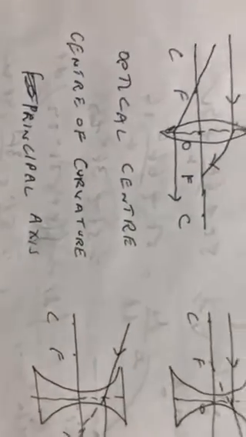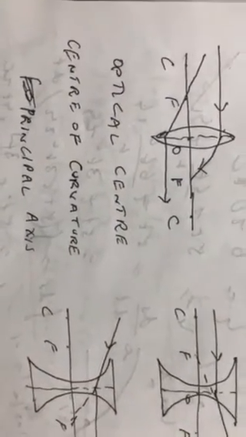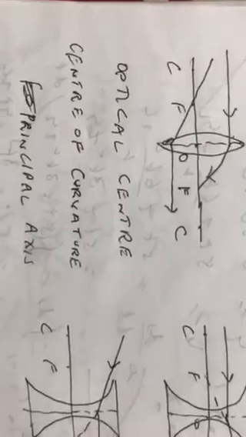There are two centers of curvature. So let us assume that this lens has two surfaces of same radius. So the distance from O to this C and O to this C will be the same. So there are two centers of curvature, and if you join center of curvature with optical center, this entire line is called principal axis.